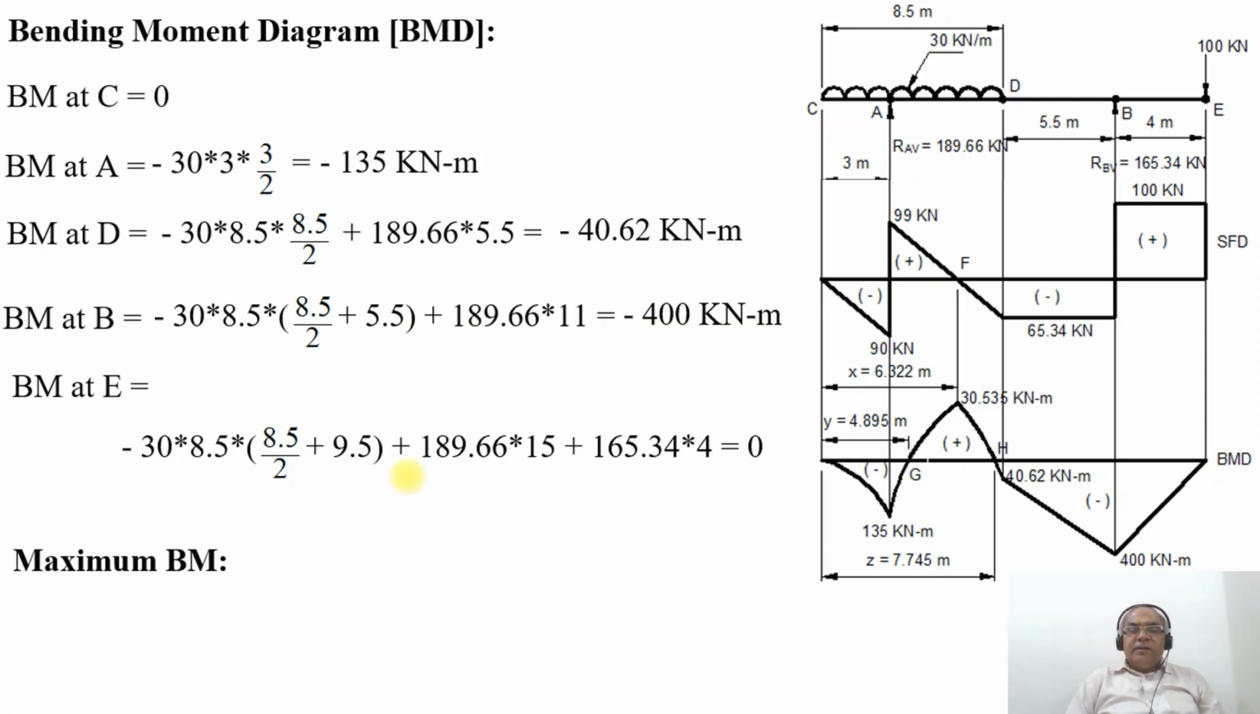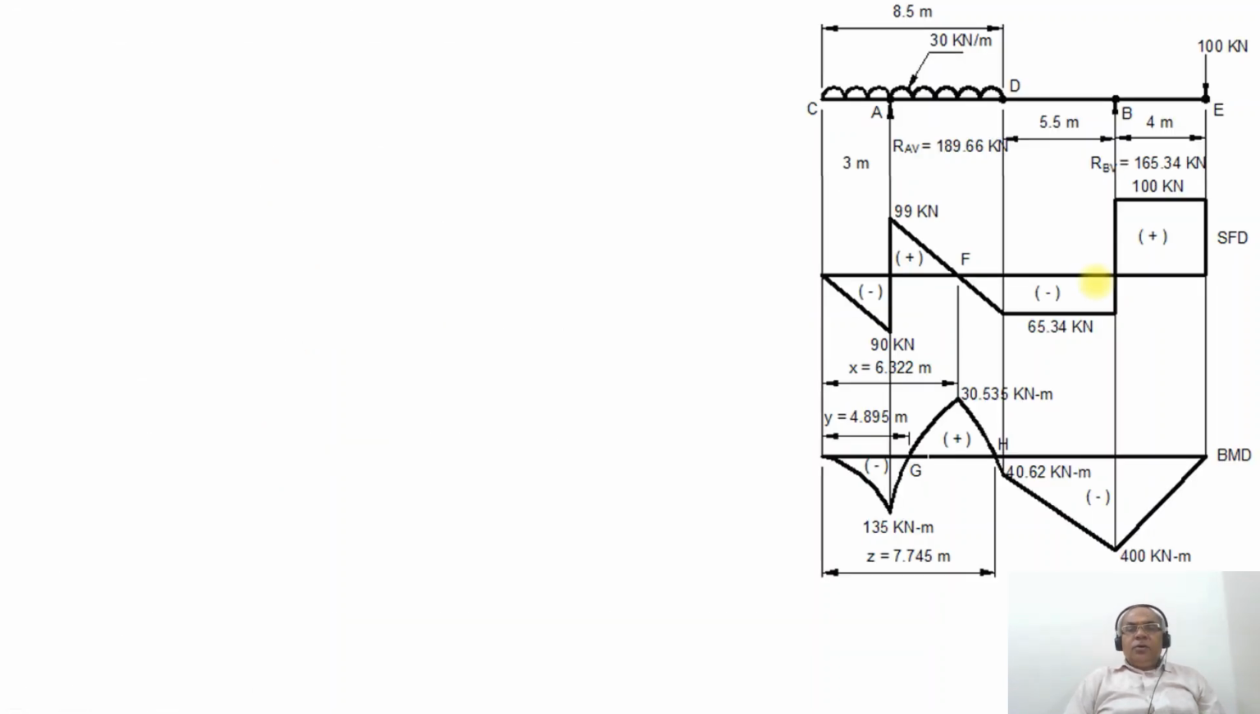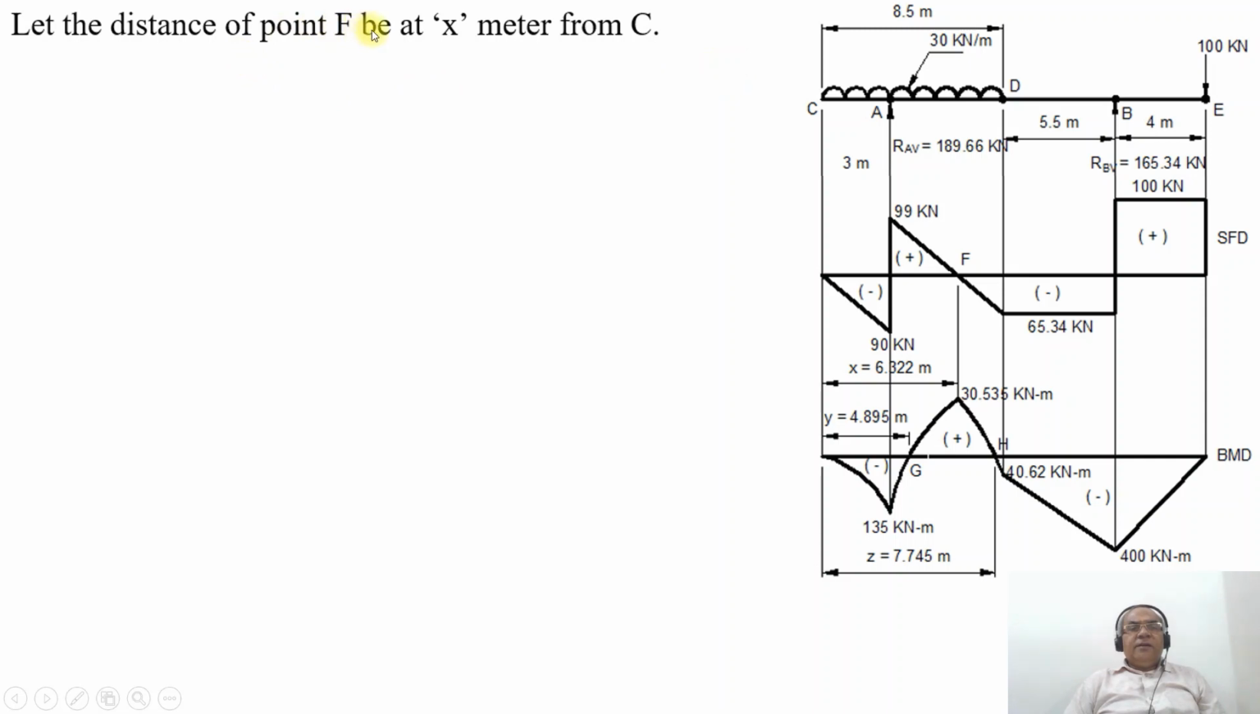Now we need to find out the maximum bending moment. The maximum bending moment will occur at a point where SF changes its sign. SF changes its sign at A, F and B. Let the distance of point F be x meters from C. So SF at F, where SF changes its sign from positive to negative at this point, will be equal to 0.